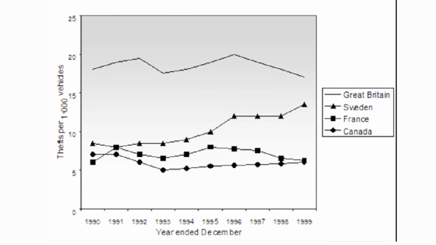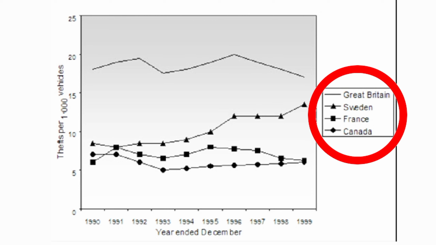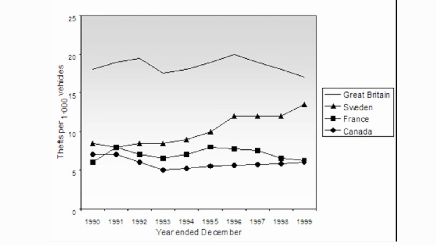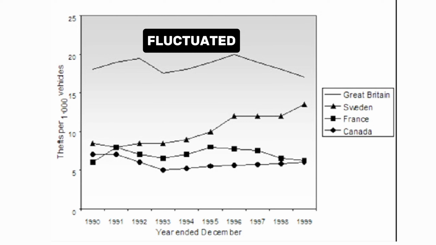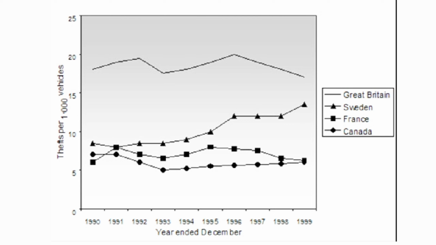For example, here is a line graph. And here you can see the trend for Great Britain, Sweden, France, and Canada. Now for Great Britain, if you say increased, decreased, increased, decreased, then you will be mentioning every single point. Instead of it, you can simply say fluctuated, only the major points. And similarly for Sweden, if you say increased, remain constant, increased, remain constant, increased.